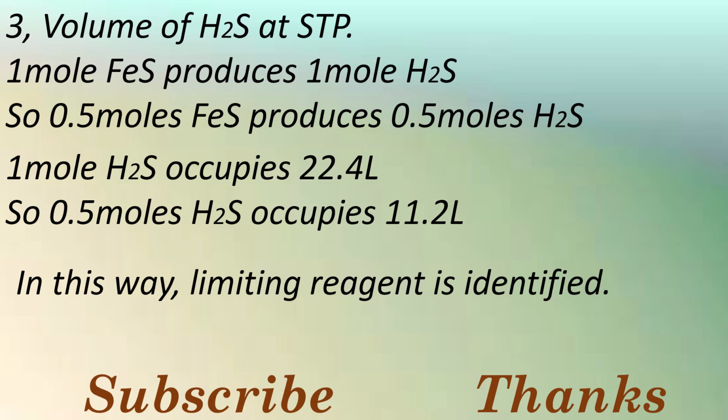So 1 mole of a gas occupies 22.4 liters. Hydrogen sulfide is a gas, it occupies 22.4 liters, which we have calculated from the general gas equation. So 0.5 moles H2S occupies 22.4 multiplied by 0.5, we get 11.2 liters. So the volume of H2S at standard temperature and pressure is calculated to be 11.2 liters.